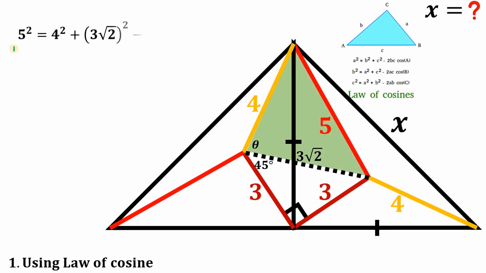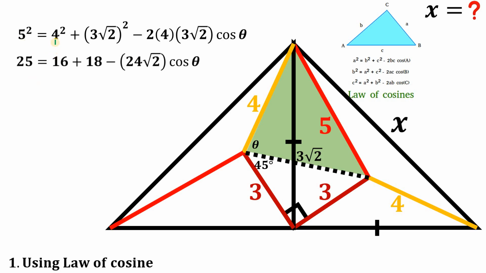Using the law of cosine, we have 5 squared equals 4 squared plus 3 times square root of 2 squared minus 2 times 4 times 3 times square root of 2 times cosine theta. Now simplifying this, 5 squared is 25, 4 squared is 16, 3 times square root of 2 squared is 18, and 2 times 4 times 3 times square root of 2 is 24 times square root of 2.